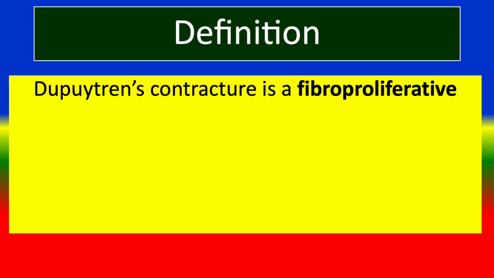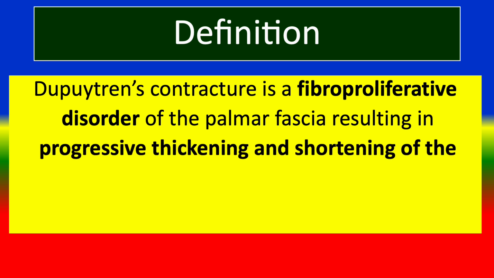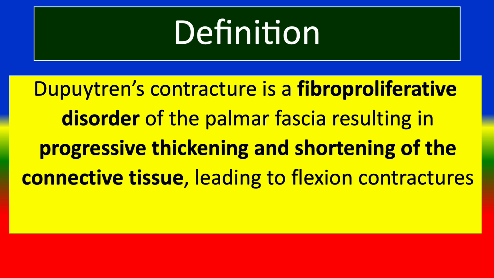Definition. Dupuytren's contracture is a fibroproliferative disorder of the palmar fascia, resulting in progressive thickening and shortening of the connective tissue, leading to flexion contractures of the fingers.